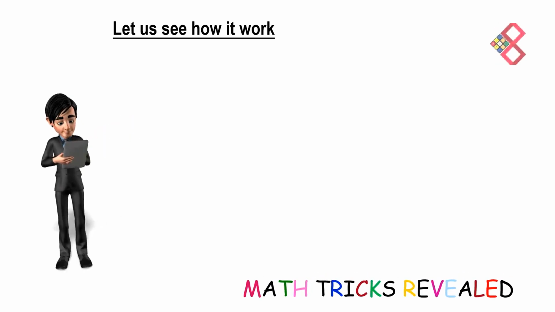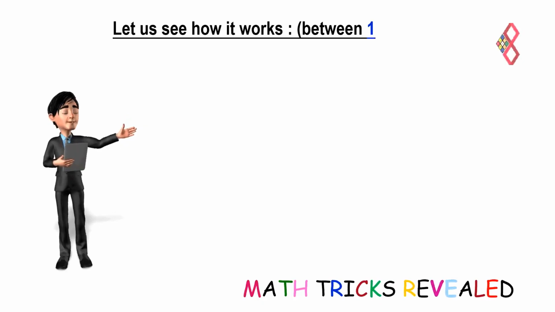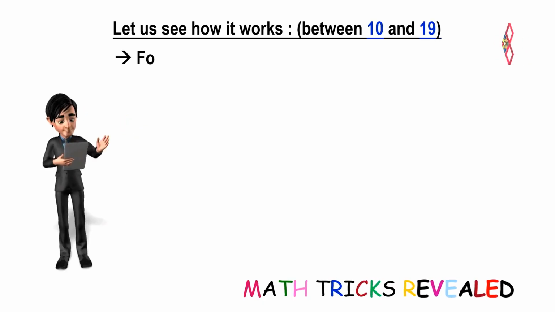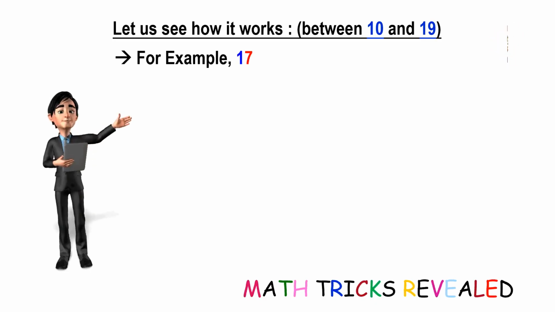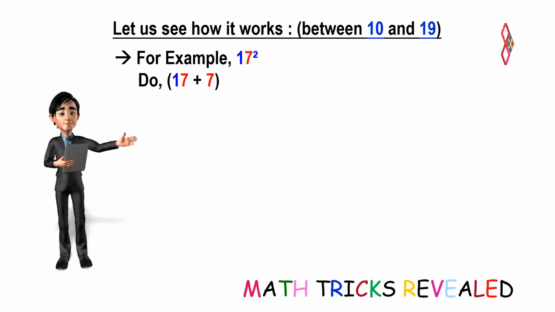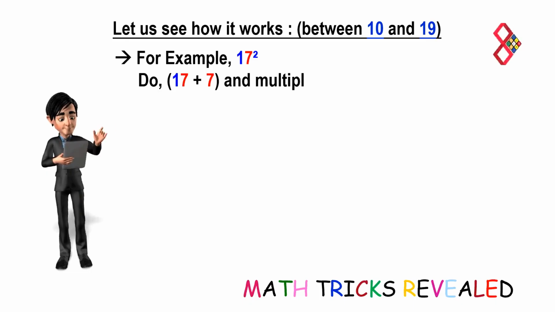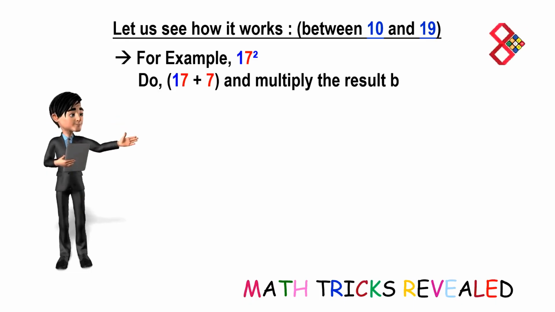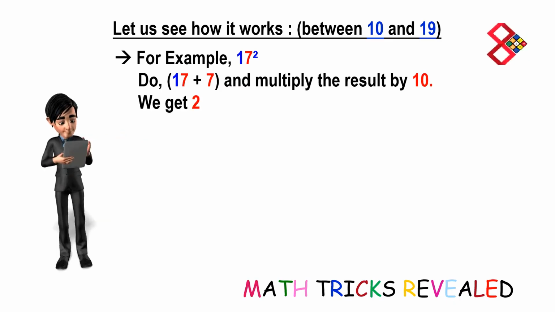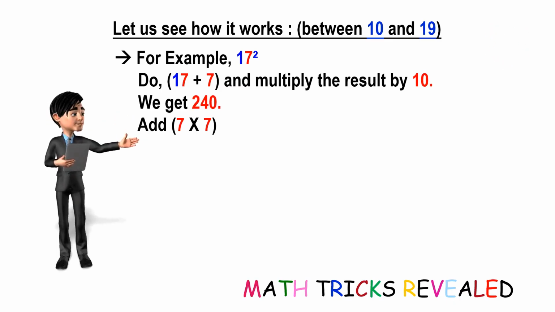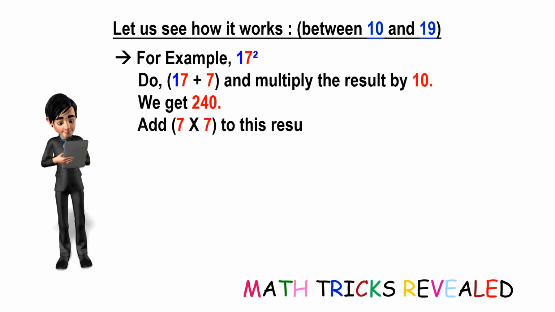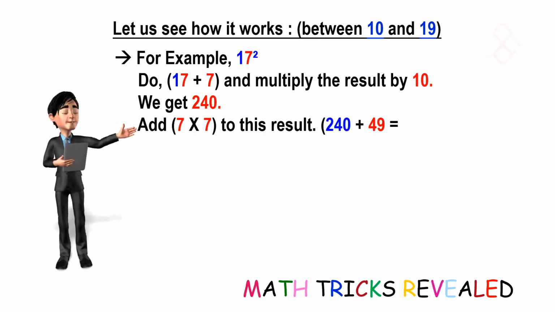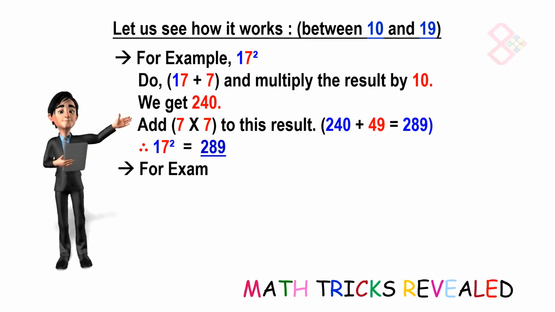Let us see how it works for numbers between 10 and 19. For example, we take 17 squared, do 17 plus 7 and multiply the result by 10. We get 240. Add 7 times 7 to this result. We get 240 plus 49, which is 289. Therefore, 17 squared equals 289.